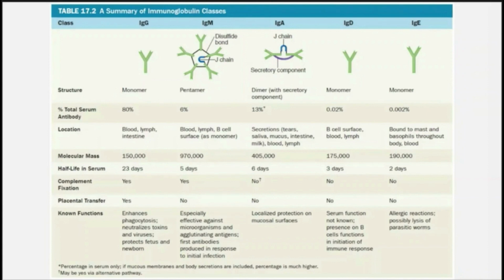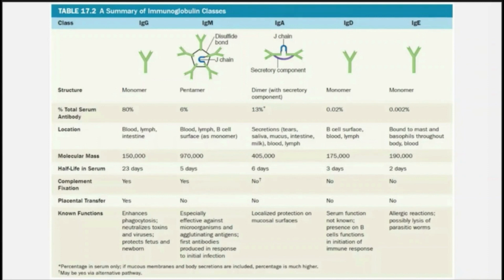Immunoglobulin is a class of proteins that is almost exclusively composed of antibodies. So for all intents and purposes, the terms can be used synonymously. There are 5 major classes that we need to be aware of. There are the IgGs, the IgMs, the IgAs, the IgDs, and the IgEs. It would be a good idea for you to print off this table and study this table in particular.